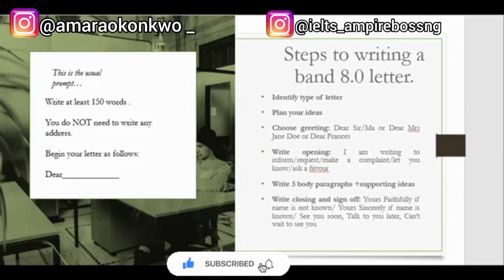Then you sign off with the right greeting, depending on the type of letter. So yours faithfully for a formal letter, if the name is not known. This is the typical format in formal letters. You usually do not know the name of anybody. You are writing to an organization. You began the letter with dear sir or madam, so you have to close with yours faithfully.